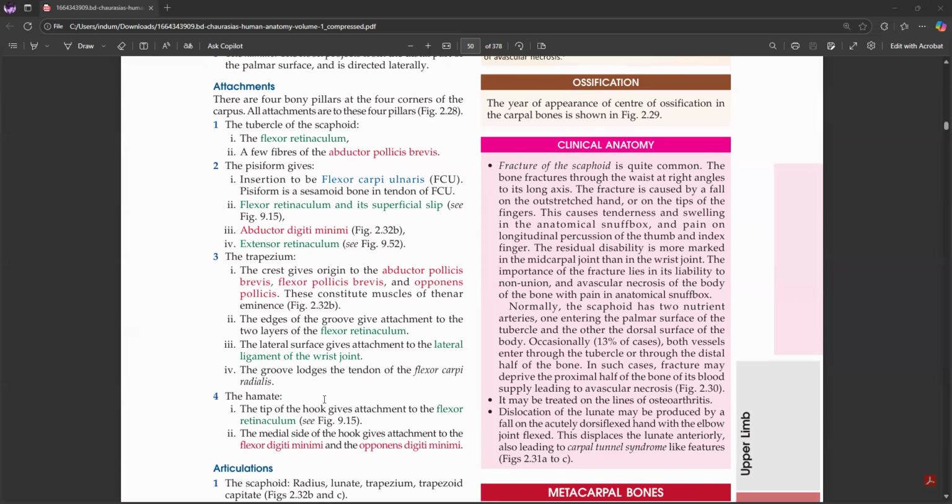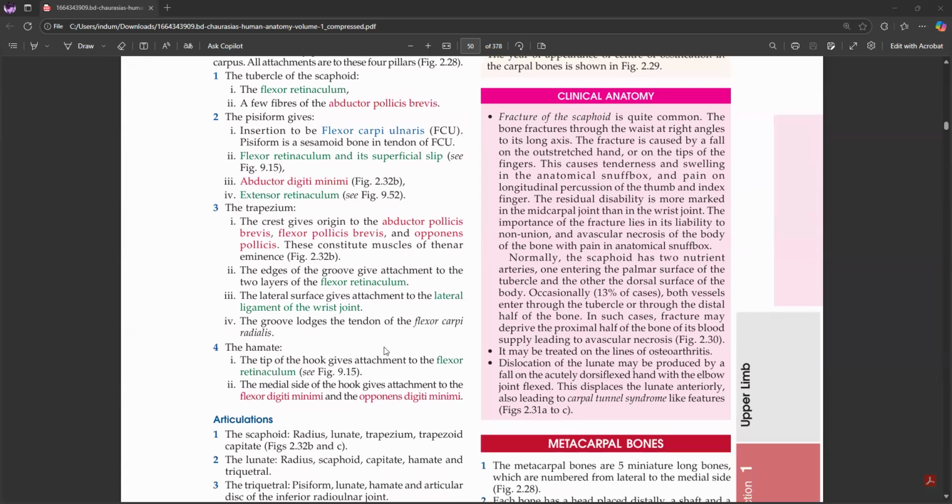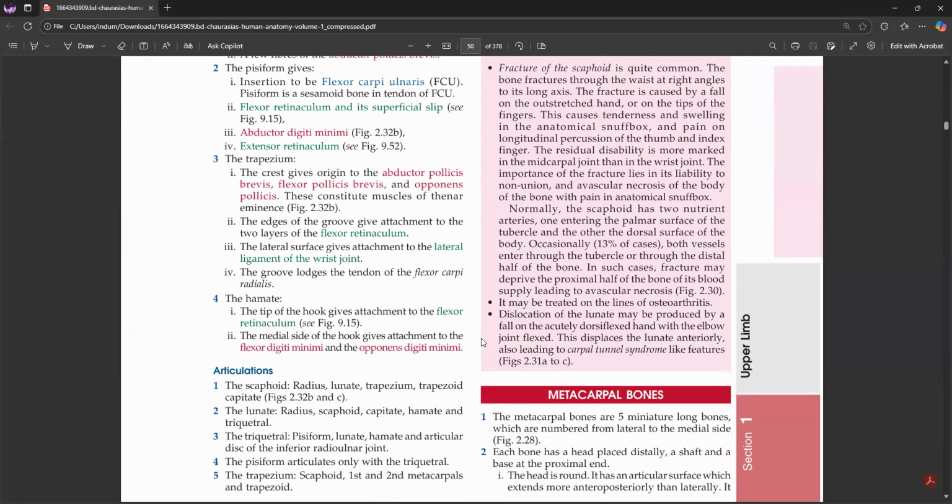Number 3. The trapezium. The crest gives origin to the abductor pollicis brevis, flexor pollicis brevis, and opponens pollicis. These constitute muscles of the thenar eminence, figure 2.32b. The edges of the groove give attachment to the two layers of the flexor retinaculum. The lateral surface gives attachment to the lateral ligament of the wrist joint. The groove lodges the tendon of the flexor carpi radialis.